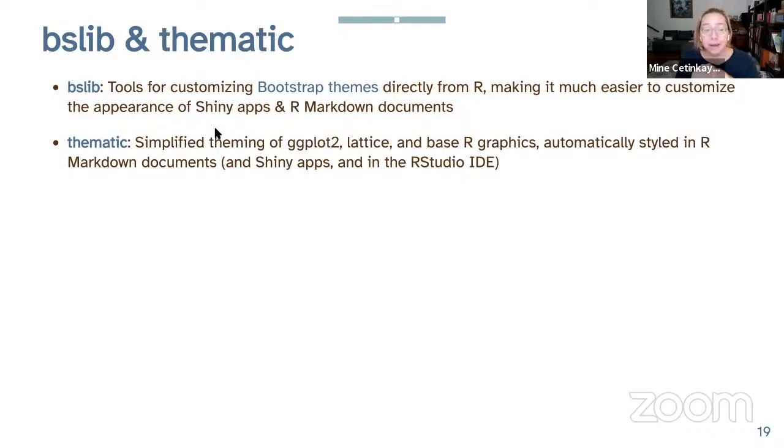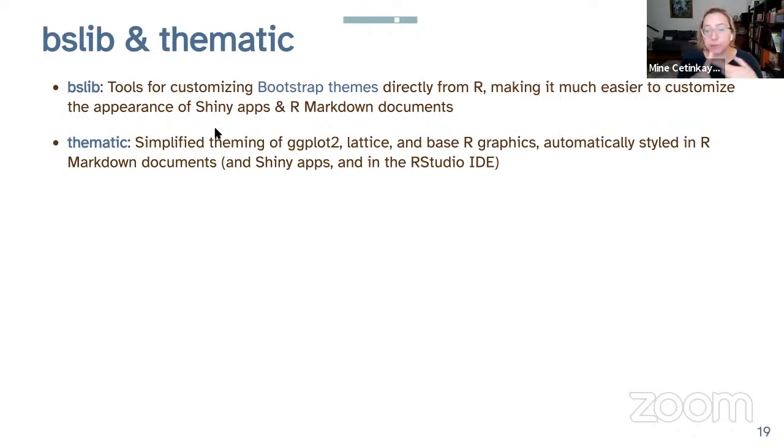bslib provides some tools for customizing Bootstrap themes directly from R. So it makes it much easier to change the appearance of your Shiny apps and R Markdown documents without writing much CSS yourself. And thematic then takes those themes and applies them to your plots.